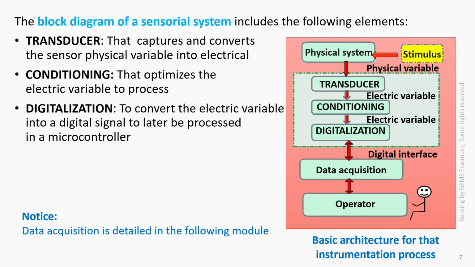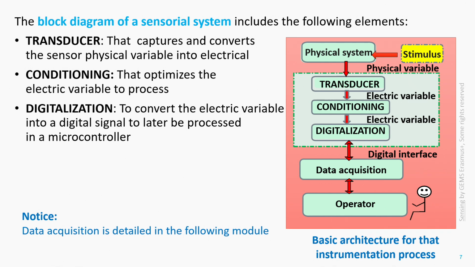In this slide, you can see the three main elements in the block diagram of a sensorial system. The transducer that captures and converts the physical variable into an electrical one, the conditioning that optimizes this electrical variable to be processed more easily and robustly, and the digitalization that is in charge of converting the electrical variable into a digital signal to be later processed by the microcontroller.